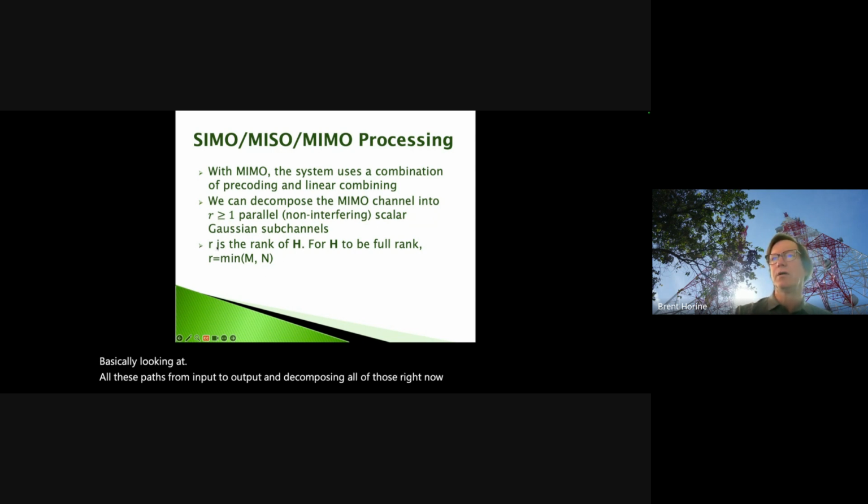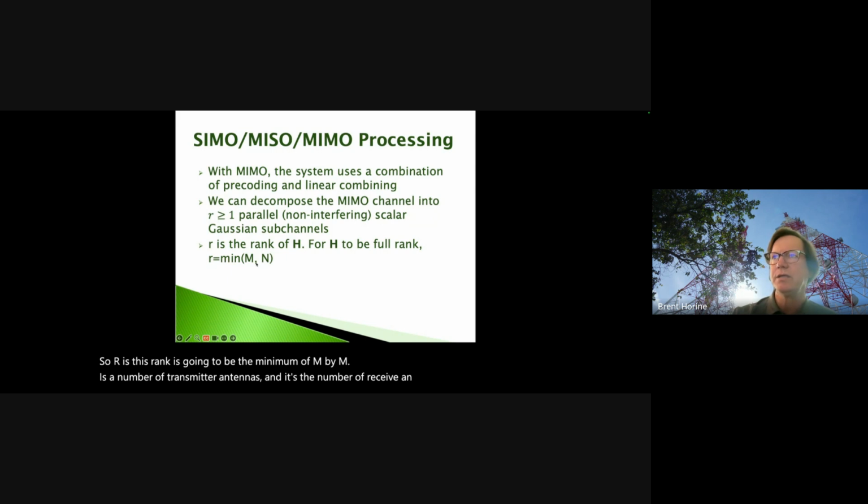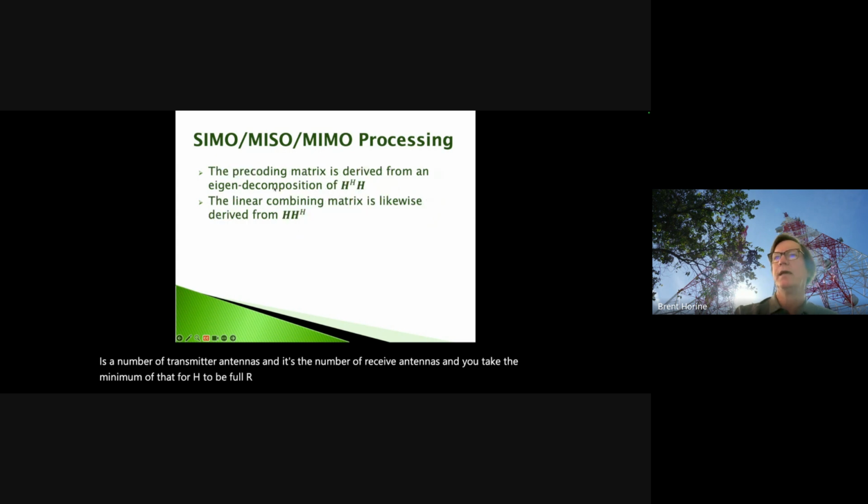Now we take R as the rank of H, right? So again, this H matrix has all these different additive white Gaussian noise subchannels. And so this rank R is going to be the minimum of M and N. M is the number of transmitter antennas, and N is the number of receive antennas. And you take the minimum of that for H to be full rank, right?